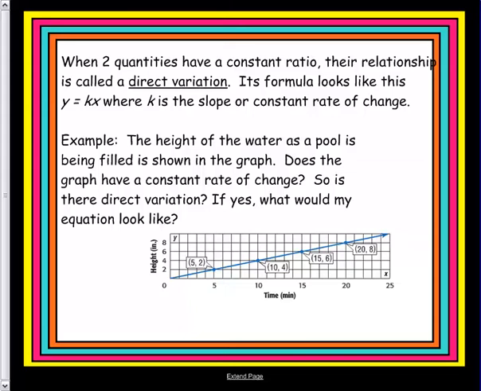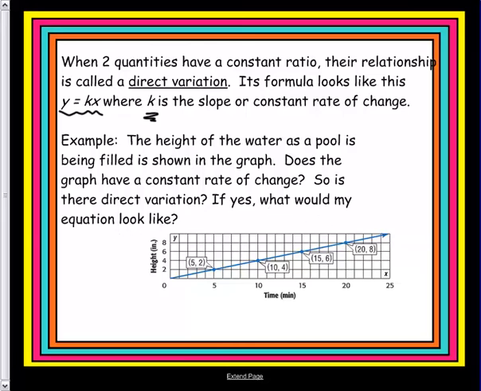When two quantities have a constant ratio, the relationship is called direct variation. The formula looks a little bit like this: y equals kx, where k is the slope or the constant rate of change. For example, the height of the water as a pool is being filled is shown in the graph. Does the graph have a constant rate of change? So is there direct variation? If yes, what would my equation look like?